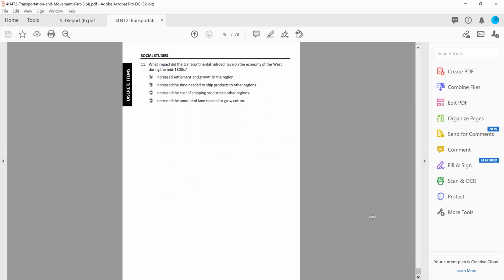Last question, number 11. What impact did the Transcontinental Railroad have on the economy of the West during the mid-1800s? A. Increased settlement and growth in the region. B. Increase the time needed to ship products to other regions. C. Increase the cost of shipping products to other regions. Or D. Increase the amount of land needed to grow cotton.